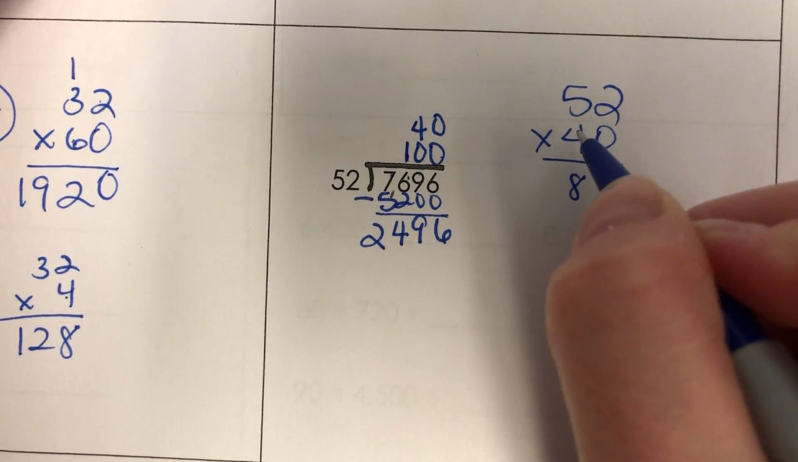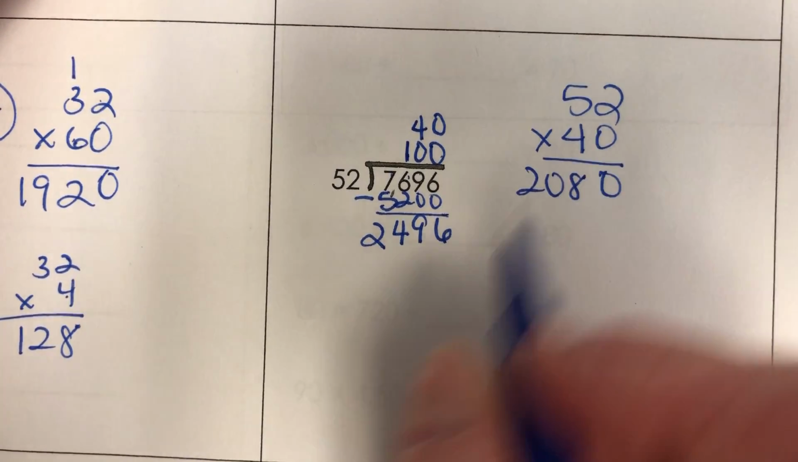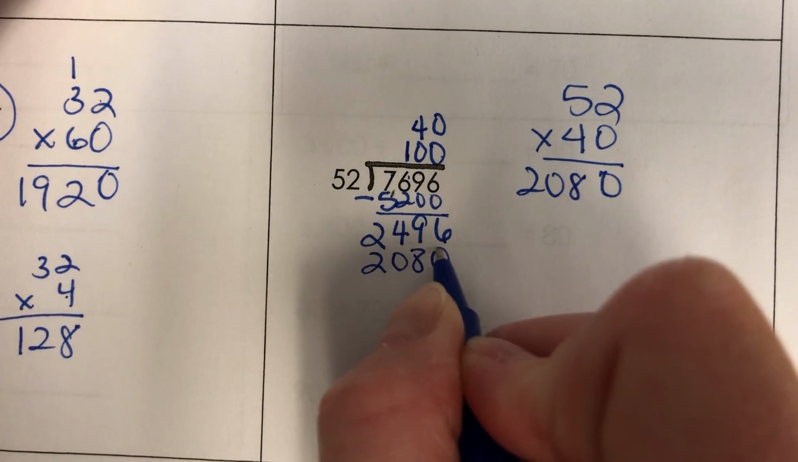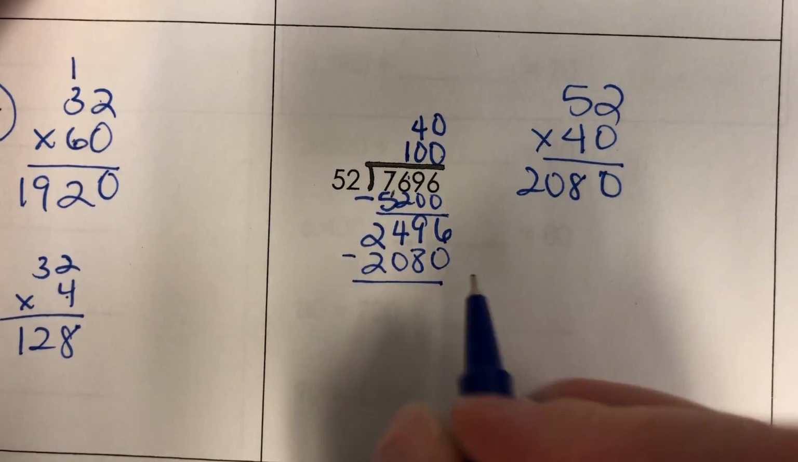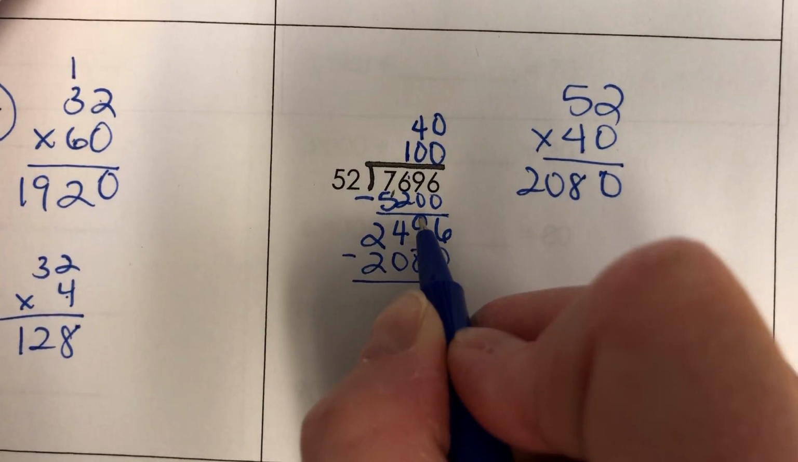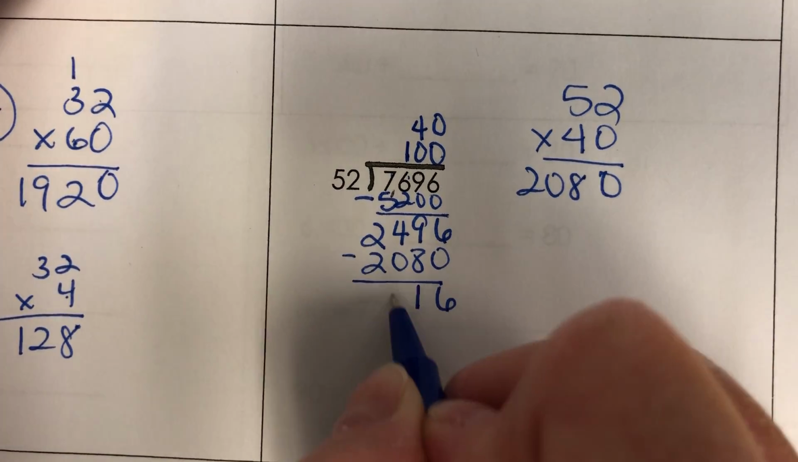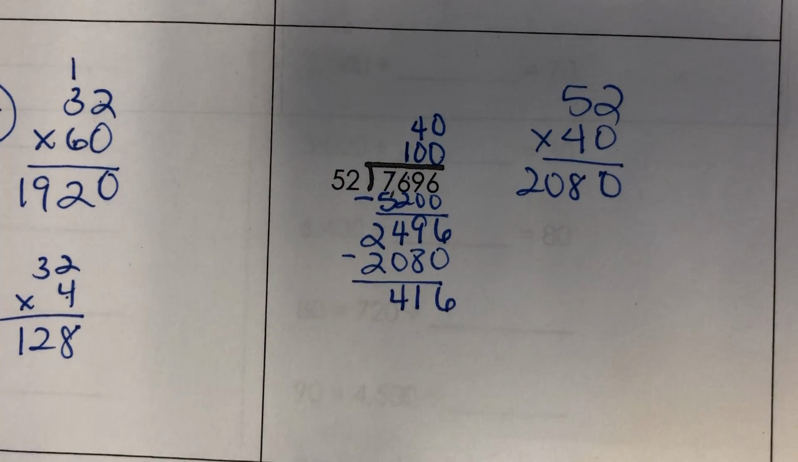4 times 2 is 8. 5 times 4 is 20. So I get 2,080. It's less than this number here, so I know we're good. 6 minus 0 is 6. 9 minus 8 is 1. 4 minus 0 is 4. So now I have 416, right?